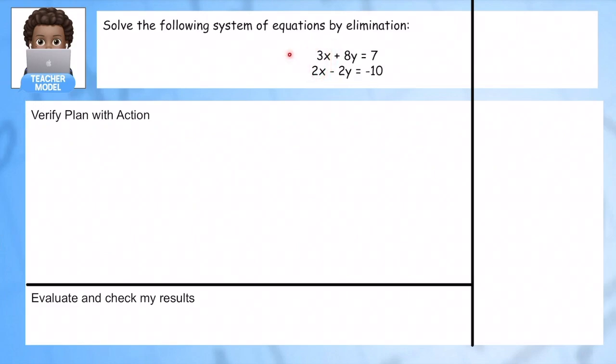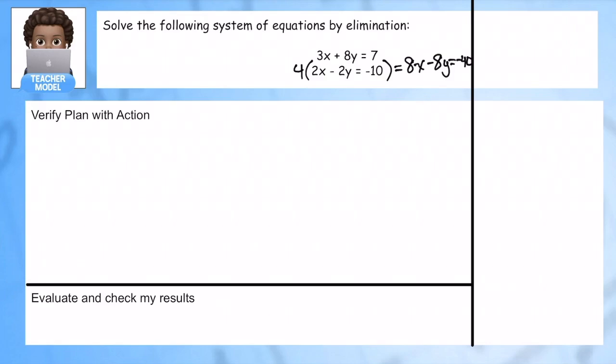With these two, I would have to multiply both because their common multiple will be 6. So I would have to multiply this by 2 and maybe this one by negative 3. That would be the only way that one works. But here, I don't have to. I can just multiply this one so that I can create a zero pair. So I'm going to multiply this by 4. And my new equation is 8x minus 8y is equal to minus 40.